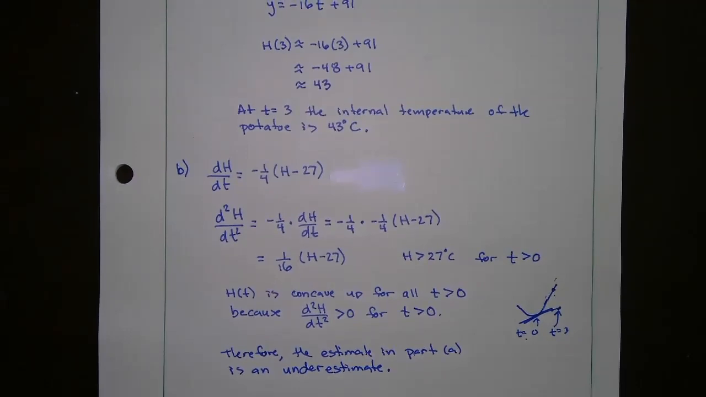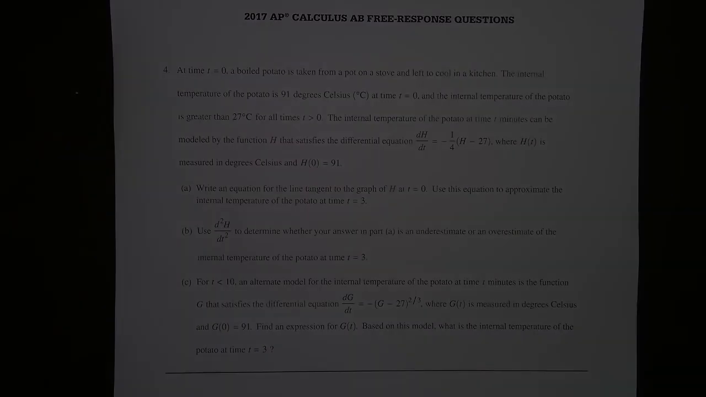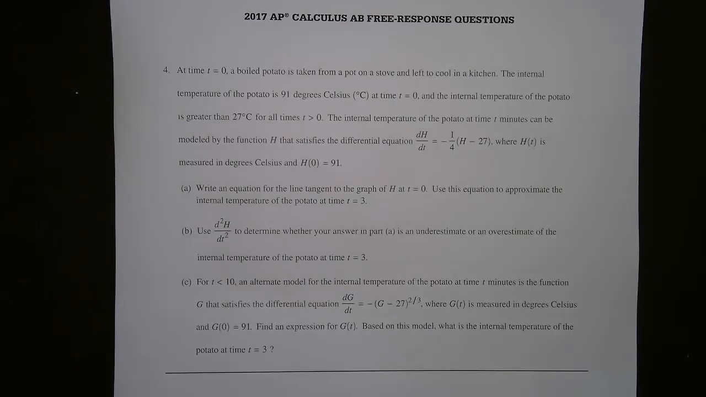All right, so let me go back to our question and we'll look at part C. Okay, so for part C, for t less than 10, an alternate model for the internal temperature of the potato at time t minutes is the function g, satisfying this differential equation, right? Where g of t is measured in degrees Celsius and g of 0 is equal to 91, find an expression for g of t. Based on this model, what was the internal temperature of the potato at time t equals 3, okay? So this is a differential equation, right? And we need to figure out what g of t is. This is going to be a separation of variables, okay? All right, so let's go ahead and do that.